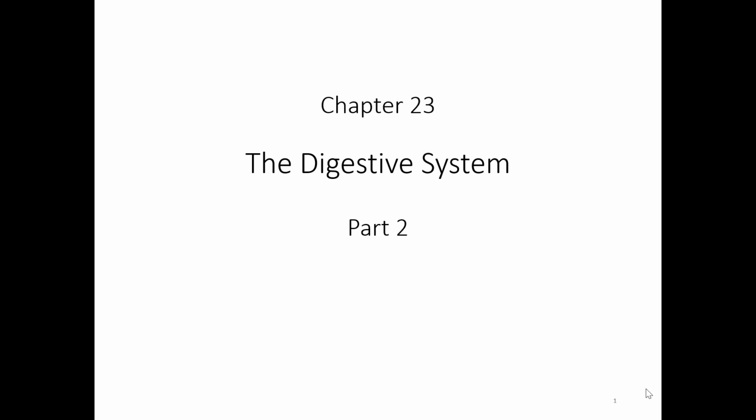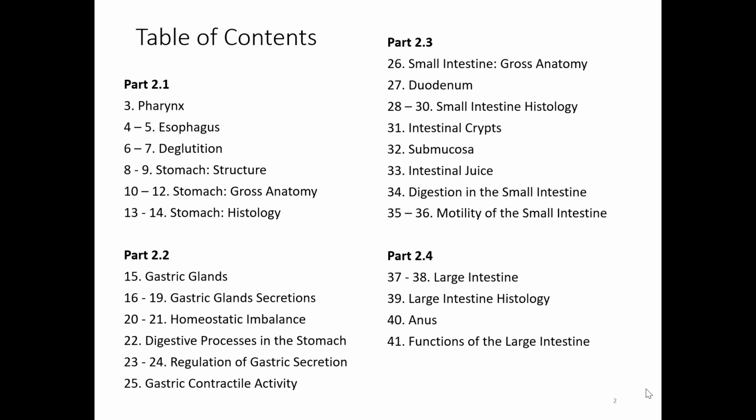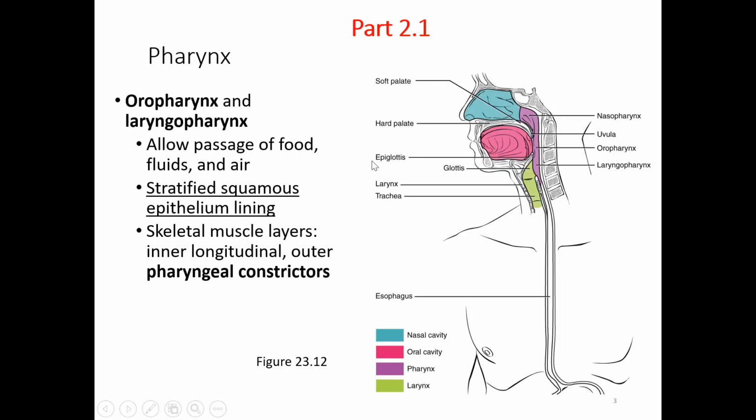Chapter 23, the Digestive System, Part 2, your table of contents, and we are starting from the pharynx. We did the oral cavity, here it is, the nasal cavity is above it, that's your pharynx: nasopharynx, oropharynx, laryngopharynx. So those two parts, oropharynx and laryngopharynx, allow passage of food, fluids, and air. And both of them are lined with stratified squamous epithelium.